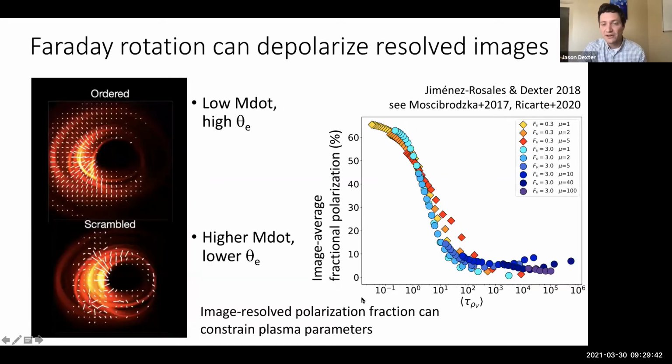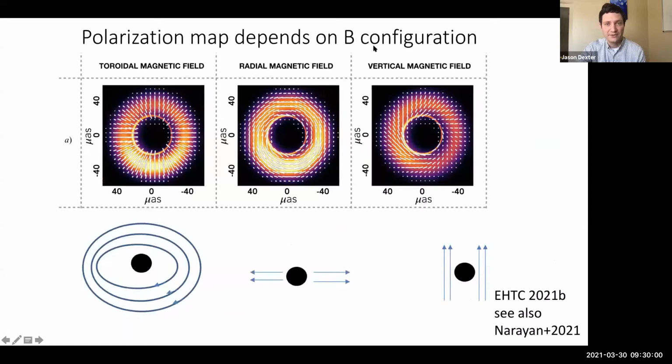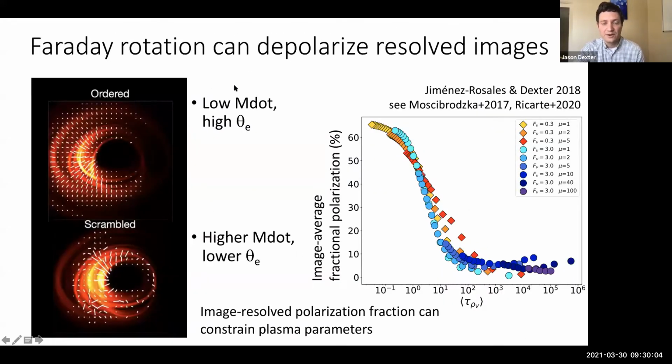Okay, so when we go to images, as we will a little bit in this talk, we can see the effects, as we showed already, that if you're at low m dot and high temperature to produce the same emitted flux, then you end up with an ordered polarization map. Whereas if you go to higher m dot and lower temperature, then you can get this Faraday rotation and this scrambling. Whoops, sorry, it went the wrong way. And so when we think about resolved images, we can do this a little bit better than what was possible with just a single measurement of a polarization fraction.